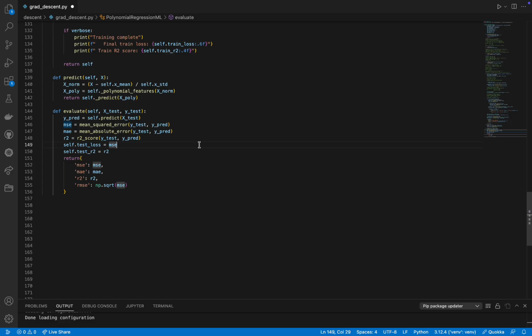Mean absolute error, or MAE, is the average of absolute errors, also in the same units as Y. It's not as sensitive to outliers as MSE, so sometimes it's better to use this one or use both. R-squared is the percentage of variance explained, which is scale independent and easy to interpret. And we store MSE as self.test_loss and R-squared as self.test_R2. Then we return all four metrics in a dictionary so we can access whichever we need.